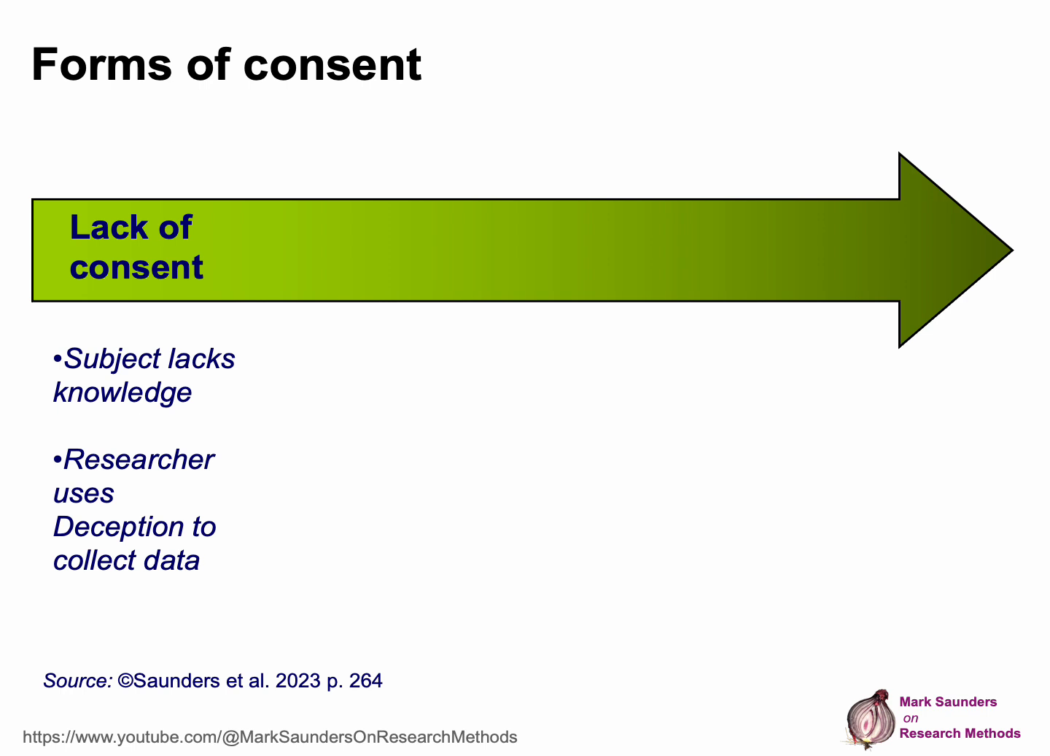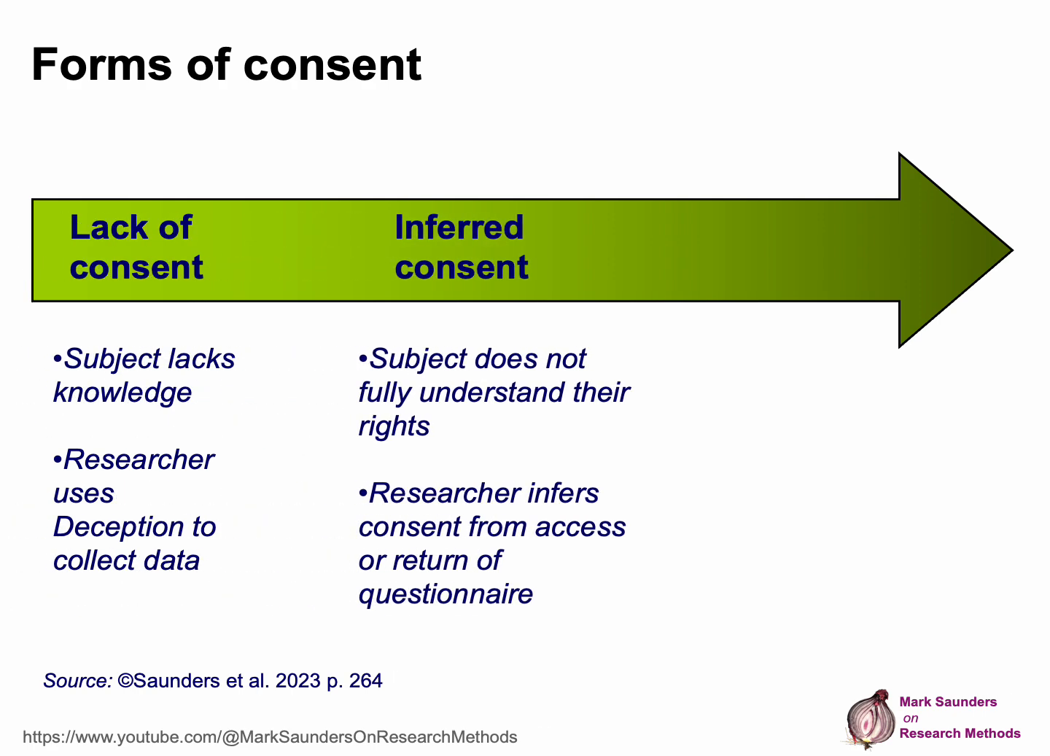So let's now look at different forms of consent, and we're going to start by looking at lack of consent. This is when our research subject lacks the knowledge about the research to be able to consent to what's happening. It also occurs when a researcher is deceptive, so they use deception to those they're collecting data from and don't tell them what the research is about in some way, and we'll return to this later in a subsequent slide. The next form of consent is inferred consent. Here, the subject may not fully understand their rights, but what happens very often, especially with questionnaires, is that the researcher infers consent from their return of the questionnaire.